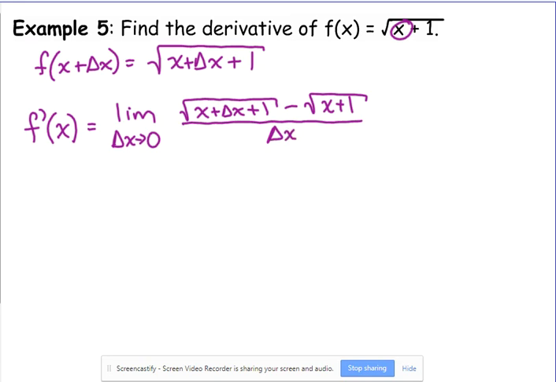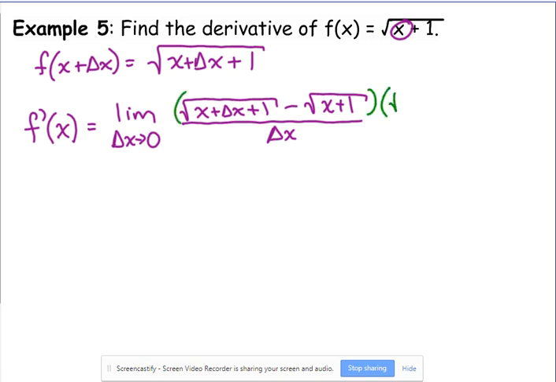So I haven't really looked at it from this perspective yet, but think about what would happen if we went ahead and plugged in 0 for delta x. If we plug that in the numerator, we get the square root of x plus 1 minus the square root of x plus 1. That's 0, and then we also get 0 in the denominator. So that's an indeterminate form. Therefore, our way of fixing that with square roots is to multiply by the conjugate.